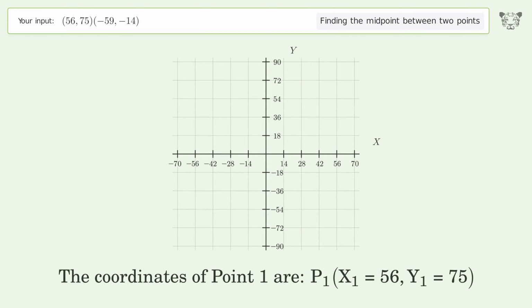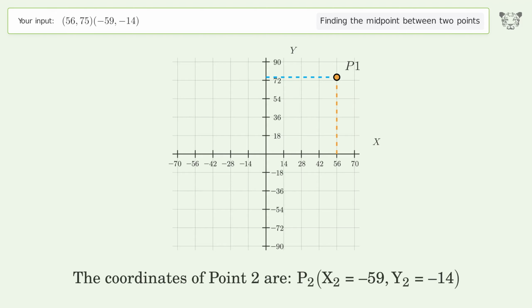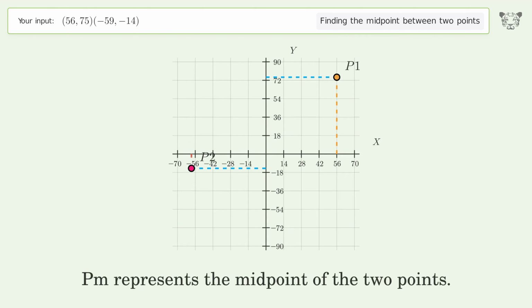The coordinates of point 1 are, x1 equals 56, y1 equals 75. The coordinates of point 2 are, x2 equals negative 59, y2 equals negative 14. PM represents the midpoint of the 2 points.